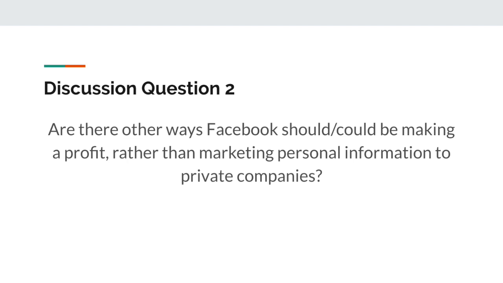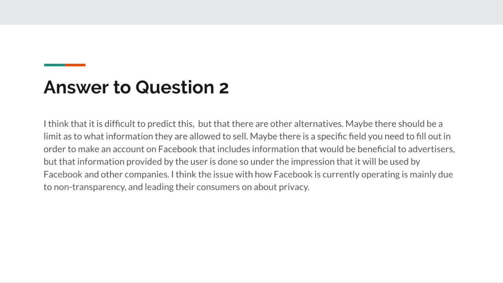So my second discussion question: are there other ways Facebook should or could be making a profit rather than marketing personal information to private companies? I think this is pretty difficult to predict or analyze, but there are other alternatives. Maybe there should be a hard limit on what they're allowed to sell, and we've already been seeing that with legislation coming in about using people's faces. They've been sued for that in different states and countries. They've had a lot of lawsuits put against them, so we've already seen that coming into effect.